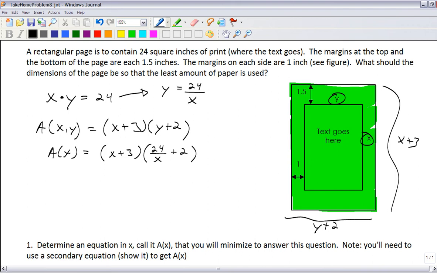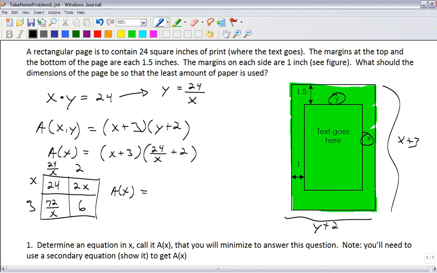And certainly if you wanted to multiply that out to simplify it, you could, and maybe we will do that. Right, so x plus 3, 24 over x plus 2. This is just another way of multiplying that out, kind of organizing it. So 24 over x times x is just 24. 2 times x is 2x. 24 over x times 3 is, what, 72 over x? And 2 times 3 is 6. So what do you got? A of x is 2x plus 72 over x plus 30. So there we go. That's the function that's going to track the area of that green paper.